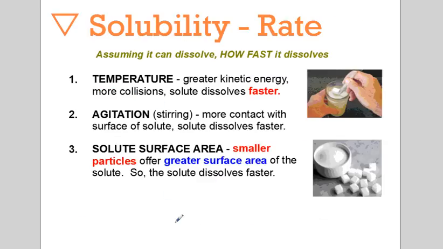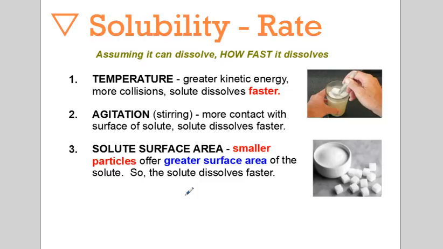The second big idea here is the rate of solubility, how fast something dissolves. And again, temperature is a huge factor. The more kinetic energy a solution has, the more collisions that'll take place between the particles, and the more that solute will dissolve. More kinetic energy means more possibility of dissolving whatever that solute may be.